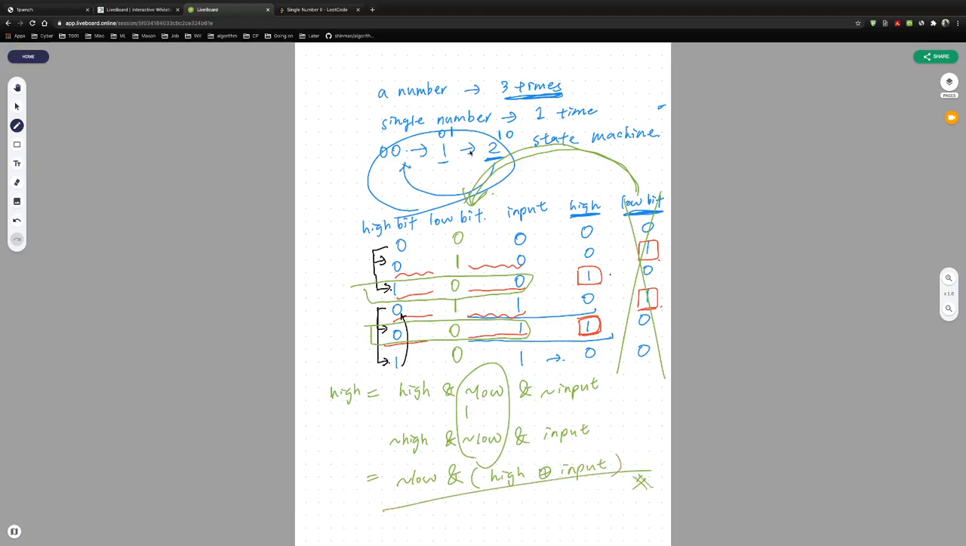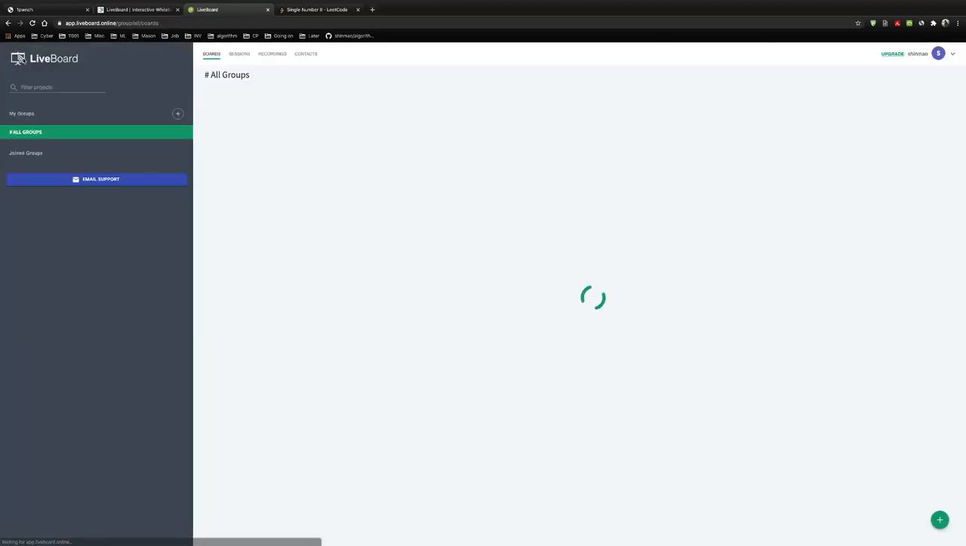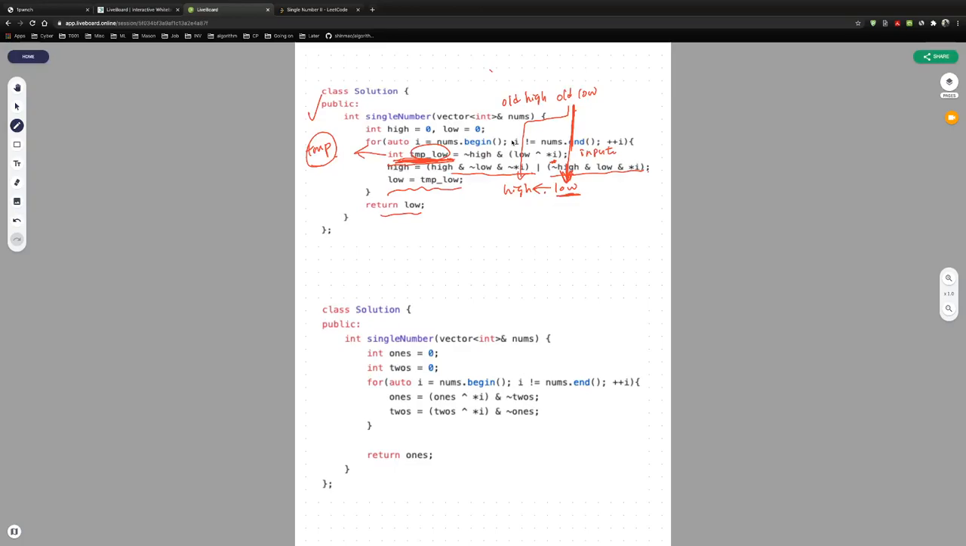So come back to our code. This is our clear version of code. Okay, so this is our fourth solution.